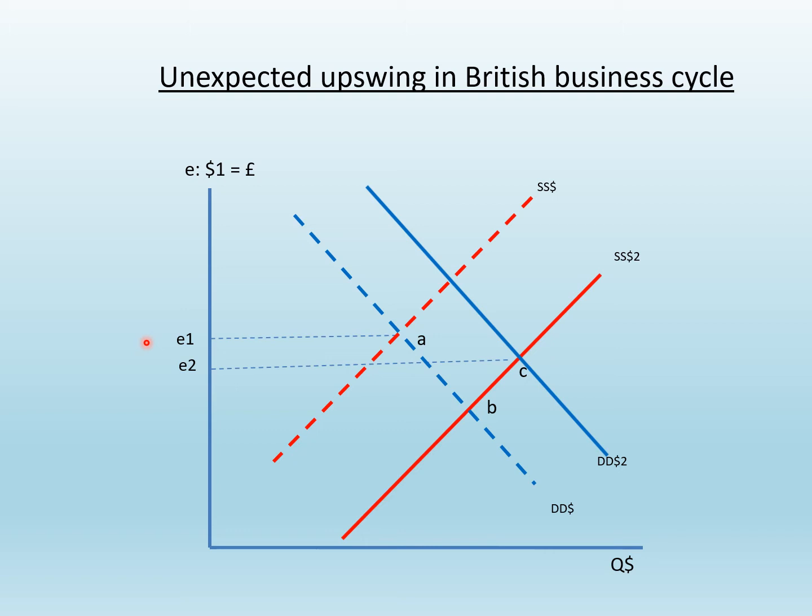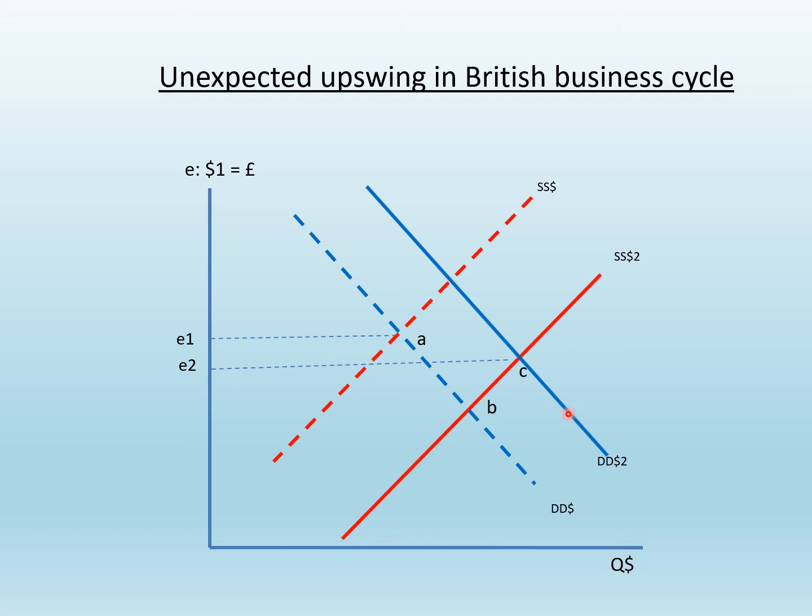The overall change in the pound is an appreciation from E1 to E2. But what is happening here is that the pound has appreciated from point A to point B, and then has depreciated from point B to point C. The net appreciation that we're seeing in this diagram is not a foregone conclusion. The overall change in the exchange rate would be dependent upon the relative amount of capital inflow compared to the relative amount of the increased demand for dollars, the increased demand for imports into the UK.